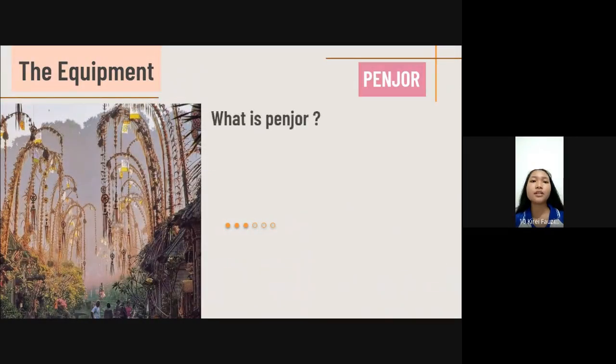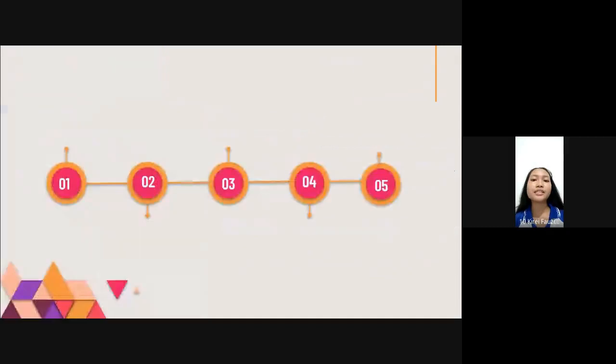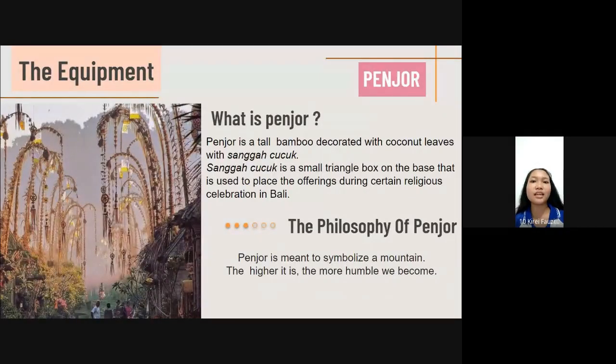And the second is the most important equipment that we need to celebrate Galungan Day, which is penjor. So what is penjor? Penjor is a tall bamboo decorated with coconut leaf with sanggah cucuk, and the sanggah cucuk is a small triangle box on the base that is used to place the offering during certain religious celebrations in Bali. And I will tell you the philosophy of penjor. Penjor is meant to symbolize a mountain. The higher it is, the more humble we become.